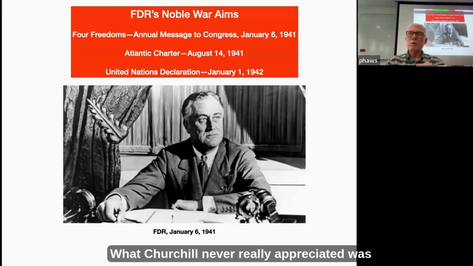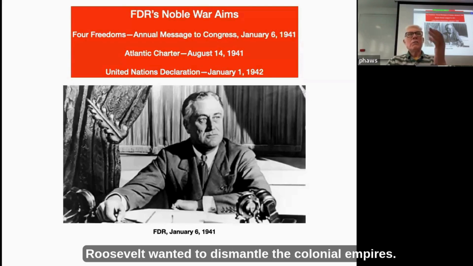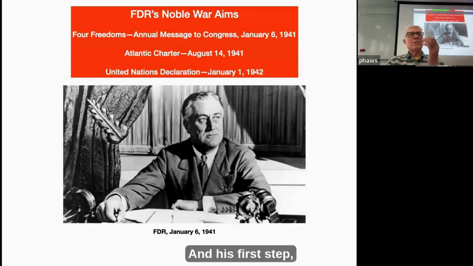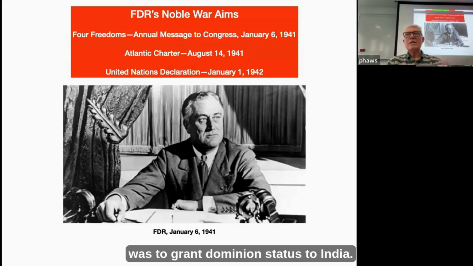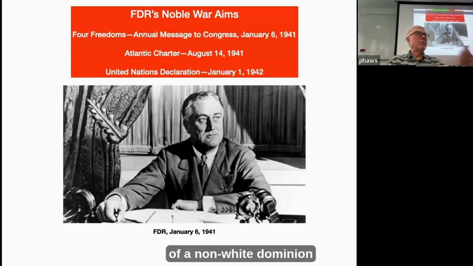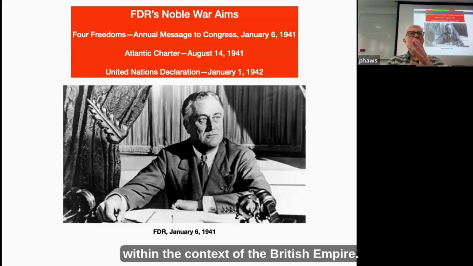What Churchill never really appreciated was what an anti-imperialist Roosevelt really was. Roosevelt wanted to dismantle the colonial empires. And one of the first things he tried to get Churchill to do was to grant dominion status to India. But Churchill could not conceive of the idea of a non-white dominion within the context of the British Empire.